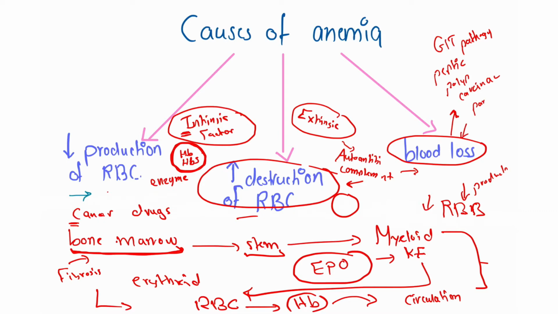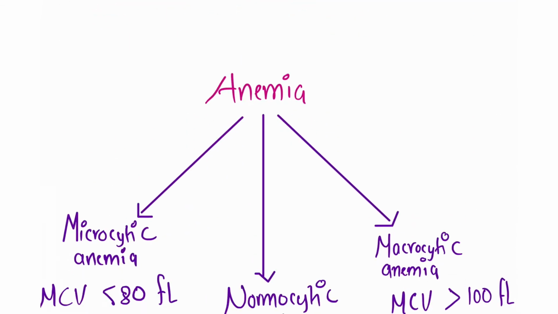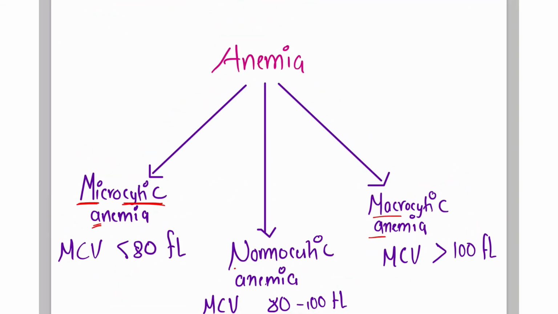So the causes of anemia can be either decrease in production of RBC, increase in destruction of RBC, or blood loss. Anemia can be classified according to mean cell volume. mean cell volume نقصد به average size of RBC in blood، يعني حجم ال RBC.